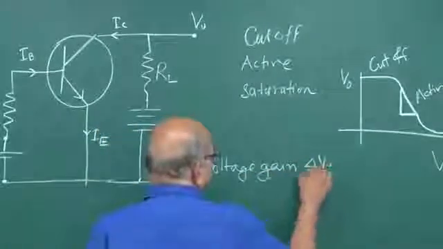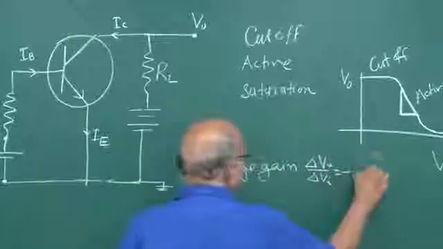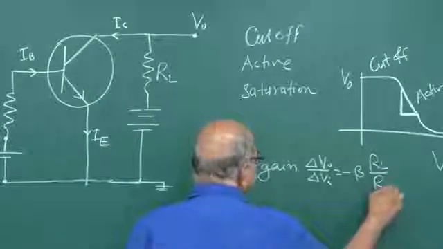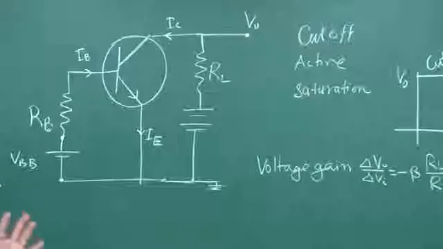Delta VO over delta VI, which is minus beta times RL over RB. So this is RL and this is RB. So these are the things.